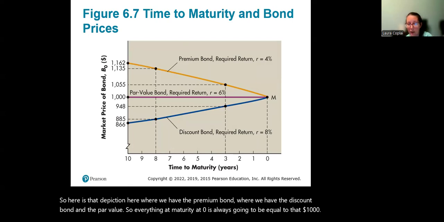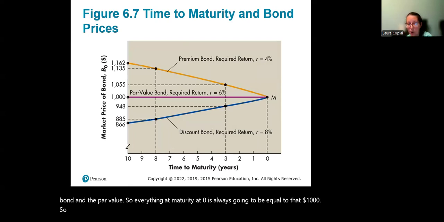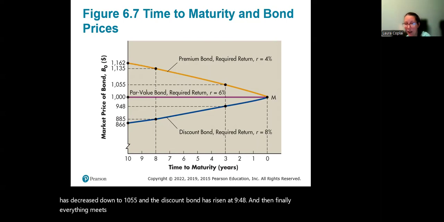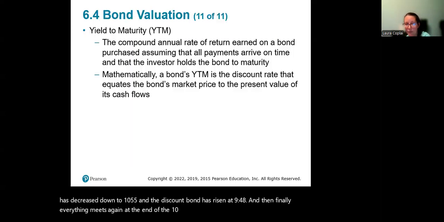So at 8 years to maturity, if we look at the discount bond, we can see that it's worth $885, whereas the premium bond is $1135. If we look at 3 years, we notice that the premium bond has decreased down to $1055, and the discount bond has risen to $948. And then finally, everything meets again at the end of the 10 years.